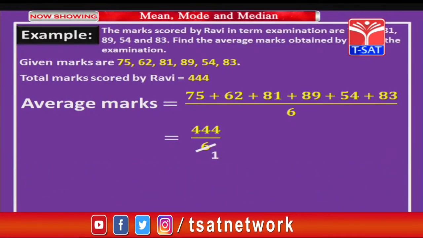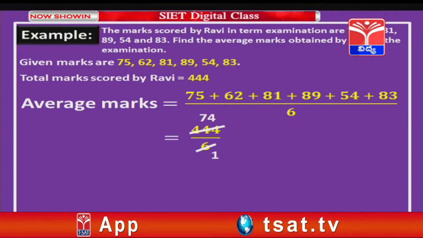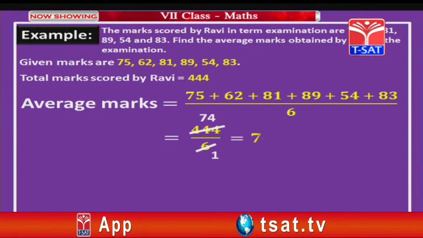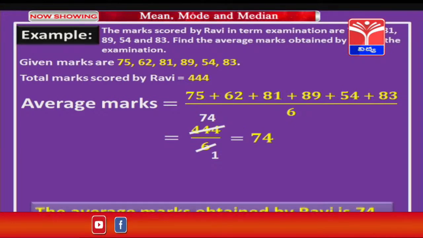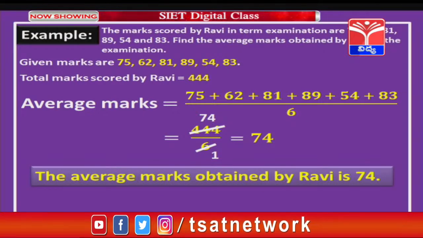6 goes one time, and in 444 it goes 74 times. So, what is the result you got, children? You are right, 74. That means the average marks obtained by Ravi is 74.